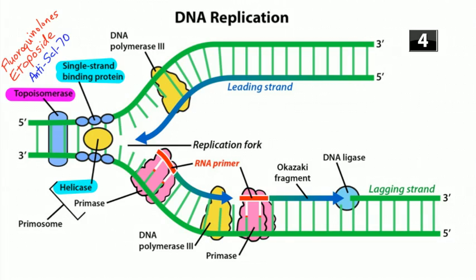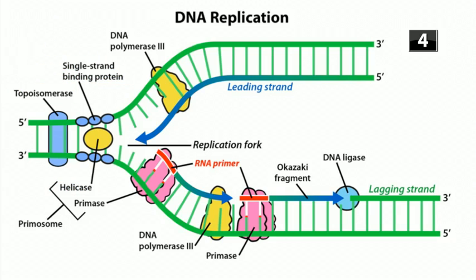Anti-SCL70, which is associated with diffuse scleroderma. Not CREST scleroderma, but the more severe diffuse scleroderma. What was the antibody for CREST scleroderma? It was anti-centromere antibodies. Once you've got the DNA unwound a little bit, you can start replicating.